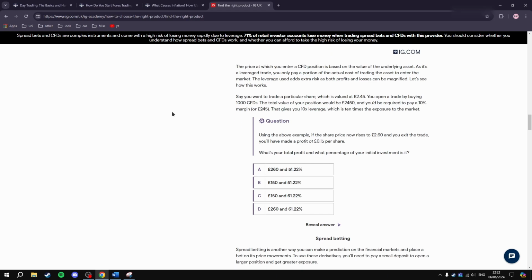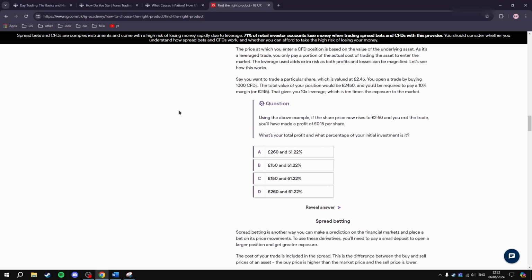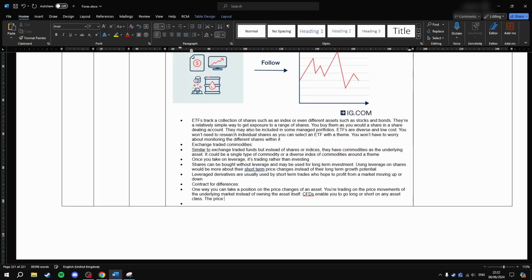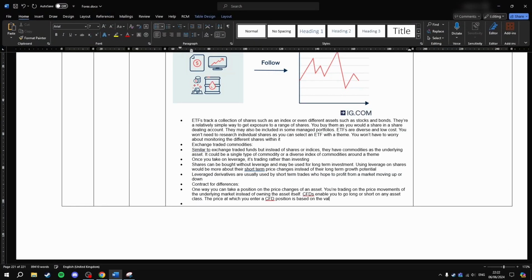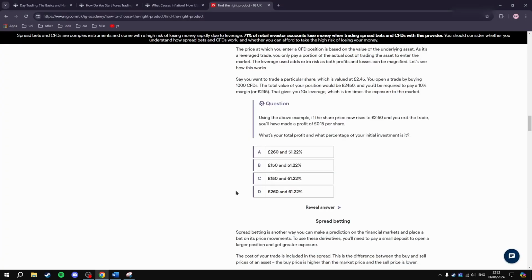The price at which you enter a CFD position is based on the value of the underlying asset. As it's a leverage trade, you only pay a portion of the actual cost of trading the asset to enter the market. The leverage used is extra risk, as both profits and losses can be magnified.